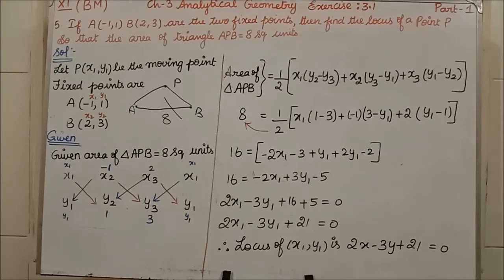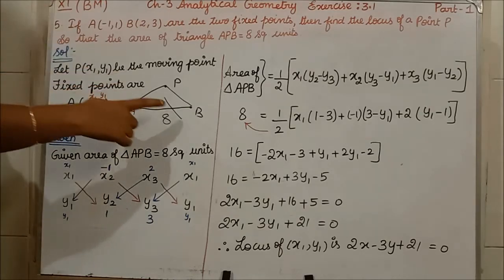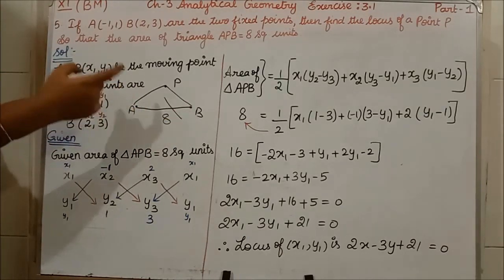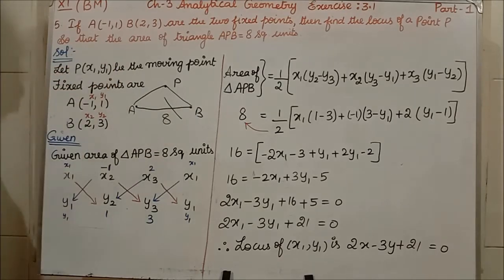Students, fifth question. If A(-1, 1) and B(2, 3) are the two fixed points, then find the locus of the point P so that the area of the triangle APB is equal to 8 square units. These are given in the question. Students, in the introduction part I told you, if they give two fixed points and another point P, that is the moving point. So A and B are the two fixed points, and P is the moving point.